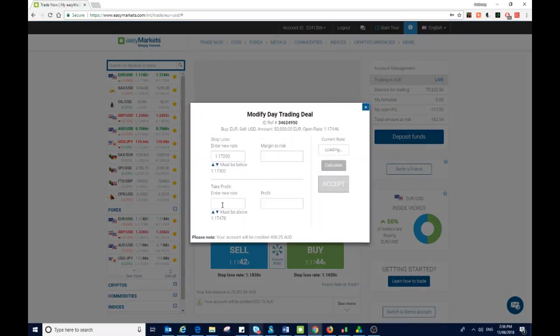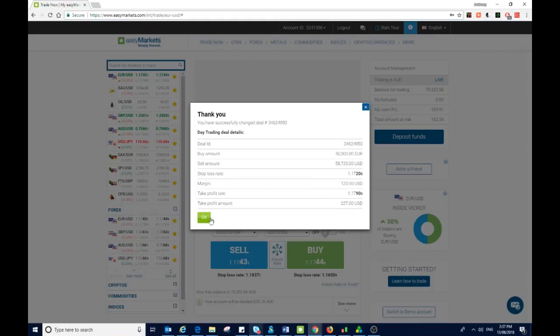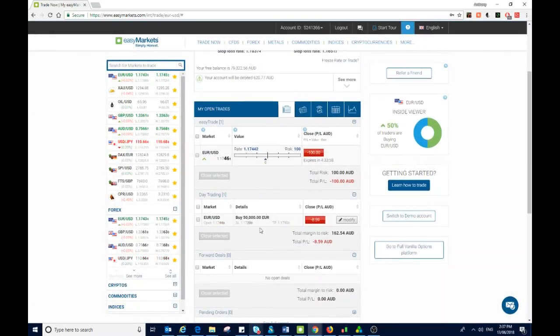You can click modify here, 117.90, type it in, click calculate, and you will be getting $227 US profit. Now, an important part of trading is to make sure that your stop losses are much smaller than your take profits. Otherwise, it's much harder to make money in the end. So this current setup is 123 stop loss, 227 USD. That's around 2 to 1. That's sort of the perfect ratio that you're looking for. And that deal has now been modified, and you'll see your stop loss and your take profit on that particular trade.